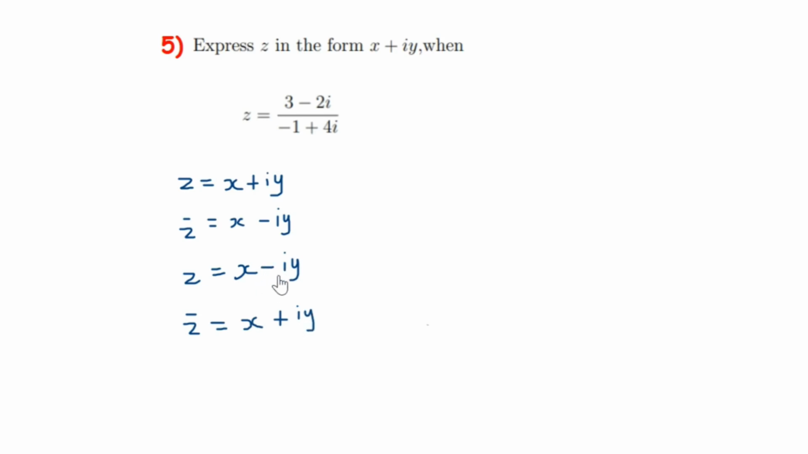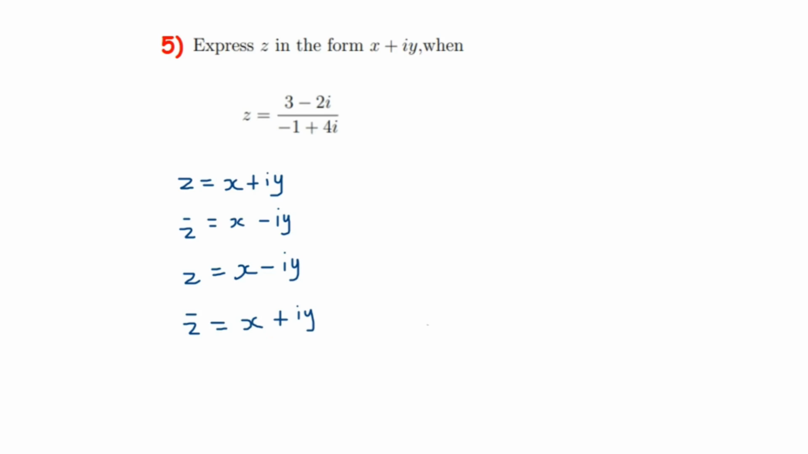You just have to change this sign here. So you see, at this place it is already negative, so we are going to make it positive. That's for the conjugate. So you see that we just changed the sign. So that's what the complex conjugate means.